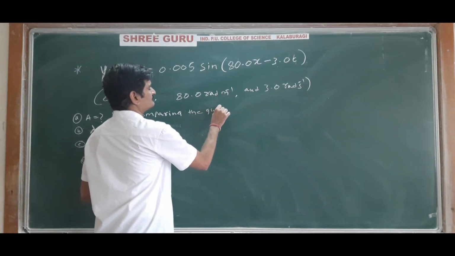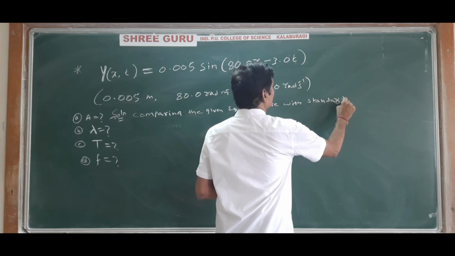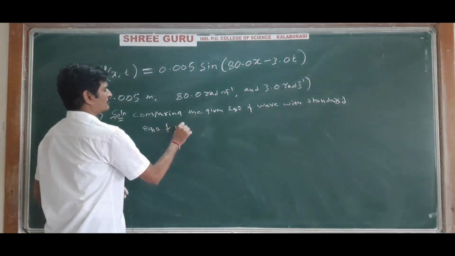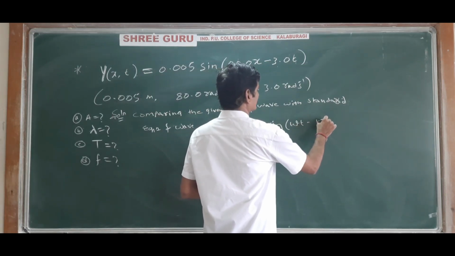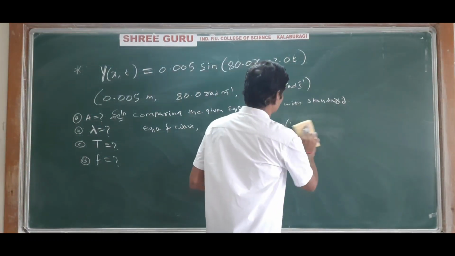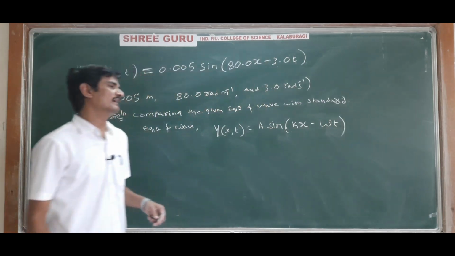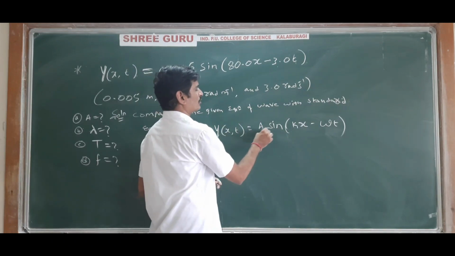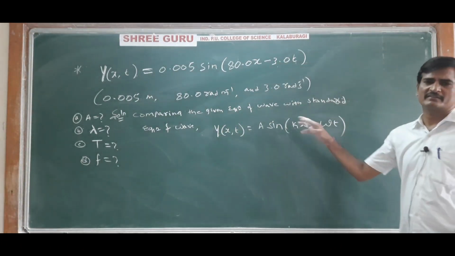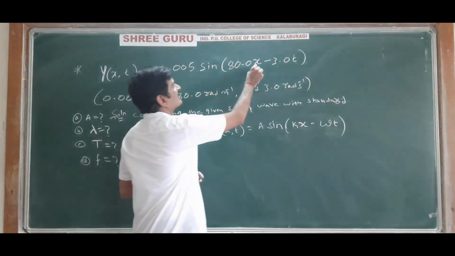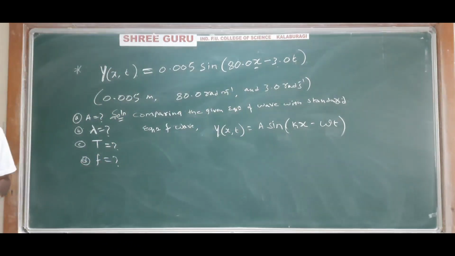Comparing the given equation of wave with the standard equation of progressive wave. It is y of x,t equal to A sin(omega t minus kx), or kx minus omega t. No problem, whatever you want you can write. Some books write it like this, some write both. So whatever the given formula, if it is t instead of x, you write omega t minus kx. Understood? Whatever the given equation, like that you write the standard equation.